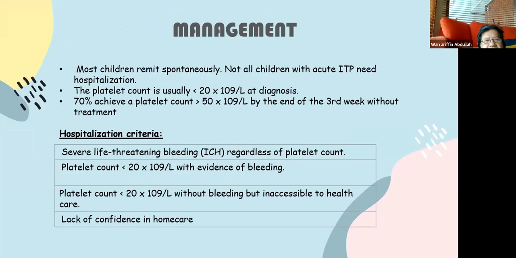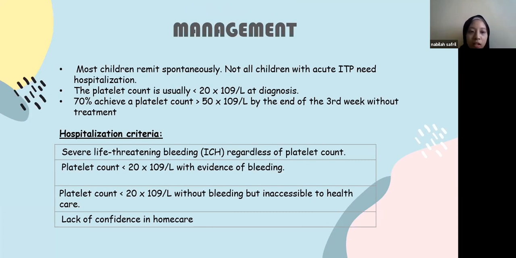Okay. Thanks. Next, regarding the management, most children actually remit spontaneously. Therefore, they might not need treatment or hospitalization. The platelet count is usually less than 20 at diagnosis. It can be severe, but about 70% achieve a platelet count of more than 50 by the end of 2 weeks without treatment.